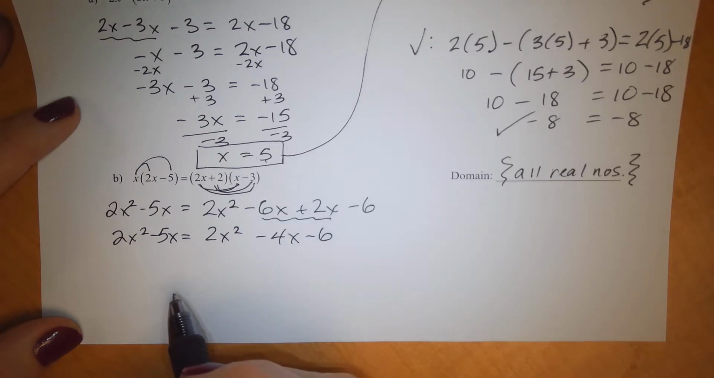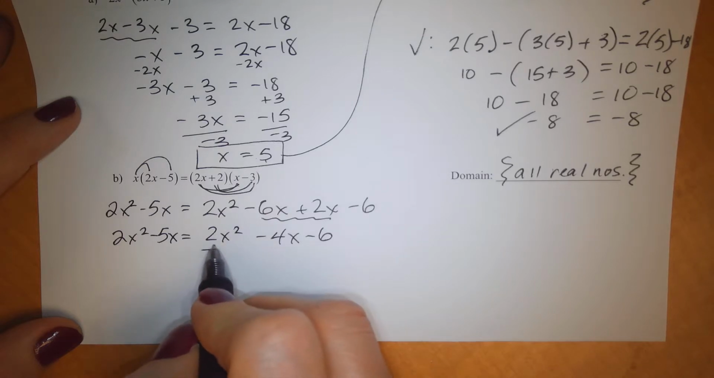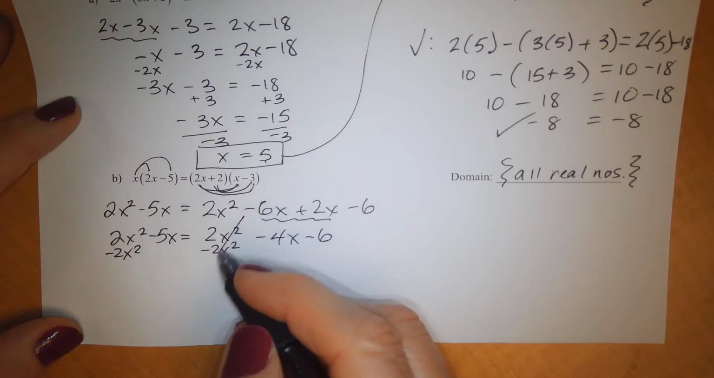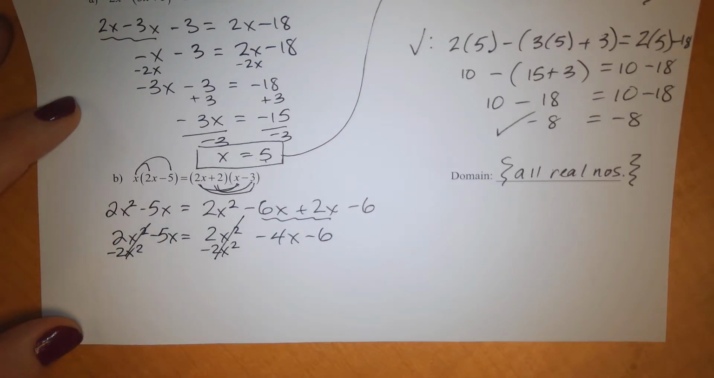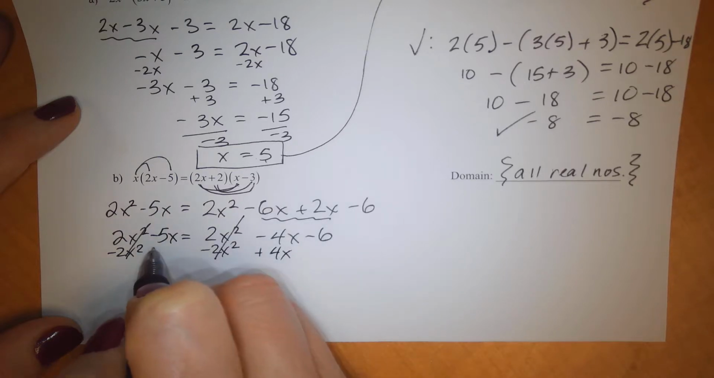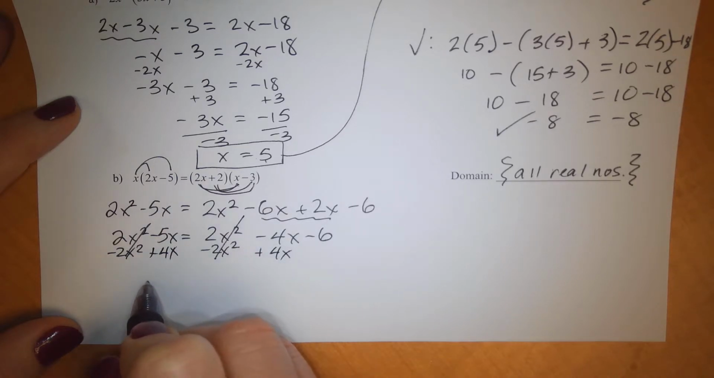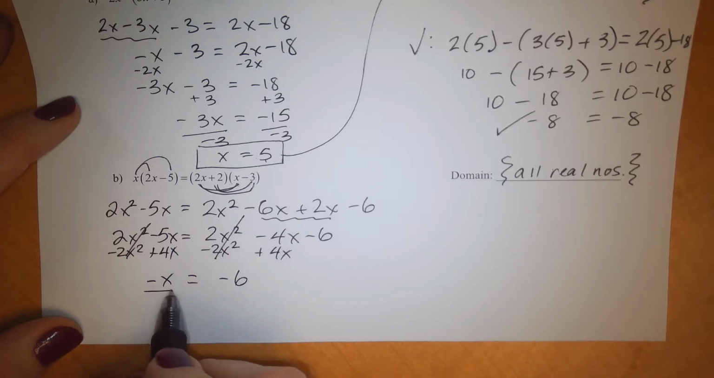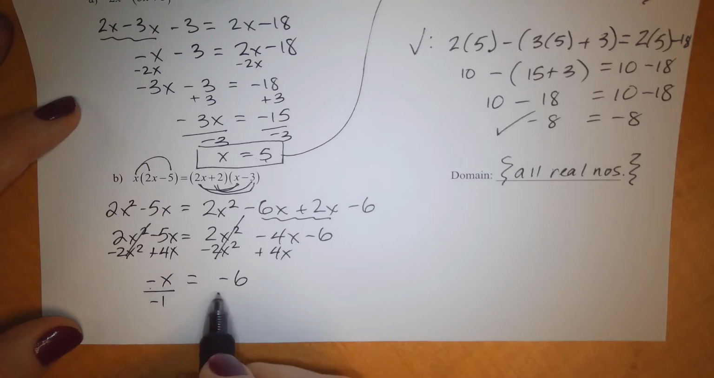Then we're going to try to get all the x's to one side. So let's move this 2x squared to this side. Look what's going to happen. They're both going to cancel. I'm also going to move this 4x over to this side. So that gives me negative x equals negative 6. Last thing I want to do is divide out the coefficient. So let's divide out that negative 1 that's out in front. So that gives me x is 6.